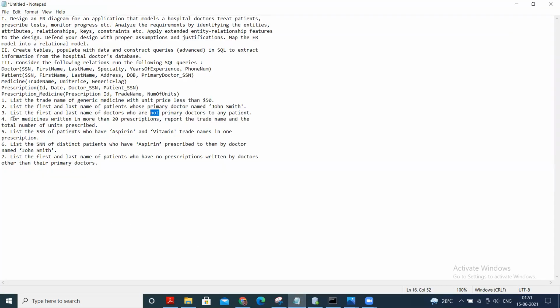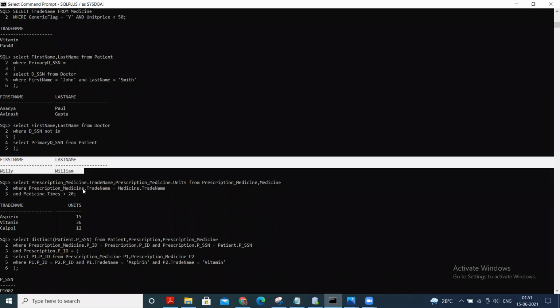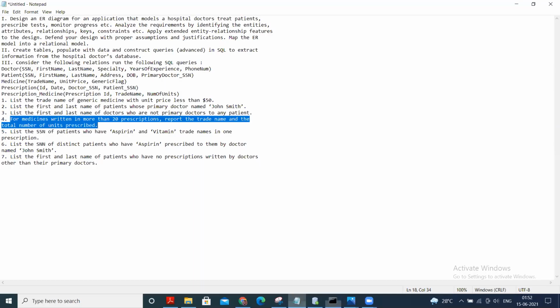So in the next query, for medicines written in more than 20 prescriptions, report the trade name and the total number of units prescribed. Okay. So select the prescription medicine dot trade name, prescription medicine dot units, as we have to choose these two things, trade name and the total number of units.